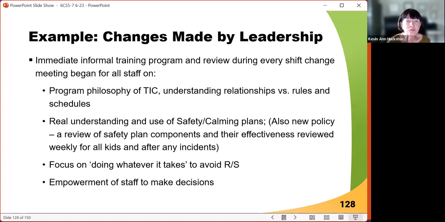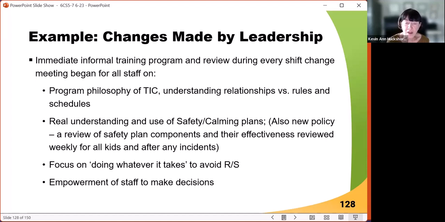So what we did was we immediately created a training program and a review during every shift change, so we could talk about the program philosophy on trauma-informed care. Staff could understand that rules were not worth getting a broken bone, and that unless it was a safety issue, an imminent danger issue, schedules could be changed, rules could be changed, and then brought to the treatment team for discussions.